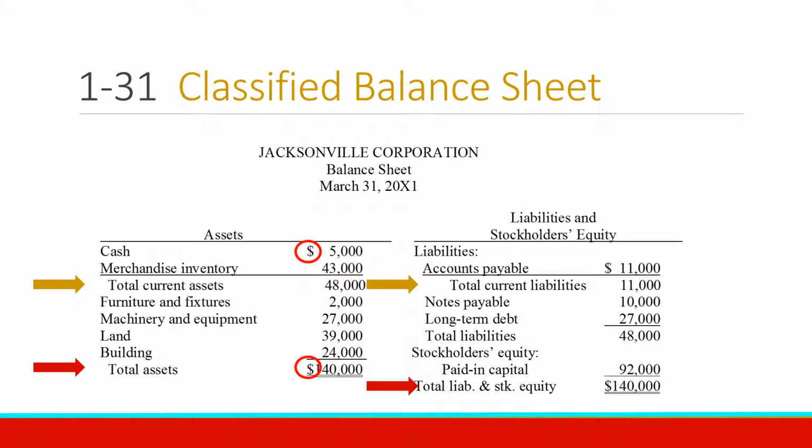So we can see in good form that we have at the top of each column a dollar sign, at the bottom of each column a dollar sign, and we have those double underscores with total assets and then over with total liabilities and stockholders' equity to show that we have a grand total. No more is being added after we see that grand total. So that covers in detail the solution to 1-31.